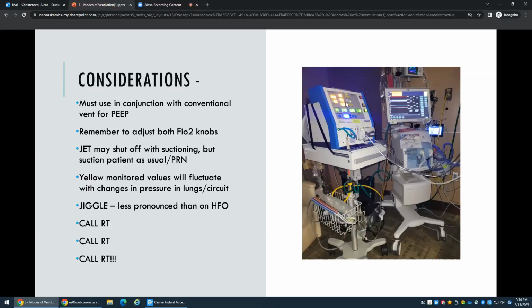If you are confused, if it's alarming and won't stop, just give us a call and we will come fix it. The nice thing is these alarms will fix themselves 90% of the time, but sometimes it can take a couple minutes for that to happen. And also, you will have a jiggle with the jet, but it will be a less pronounced jiggle than on the oscillator. So it's still there, but it's quite a bit less because we're using less pressure.